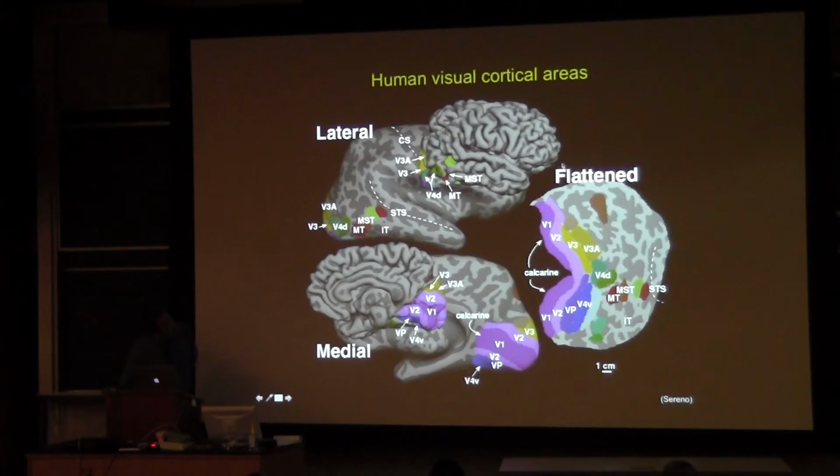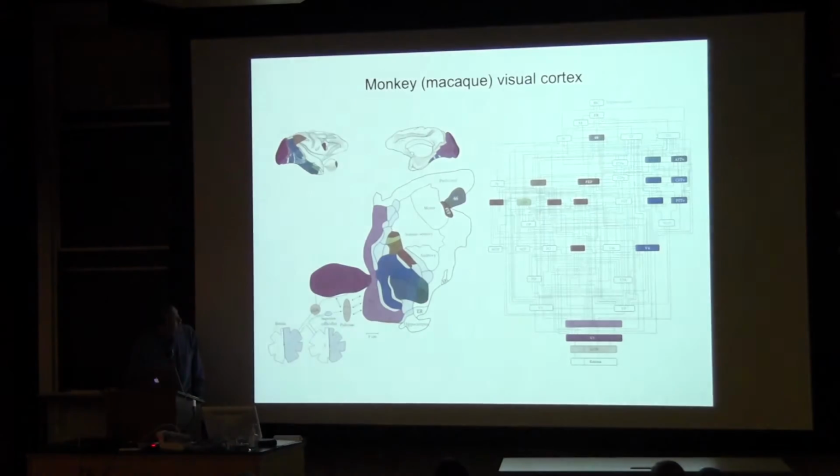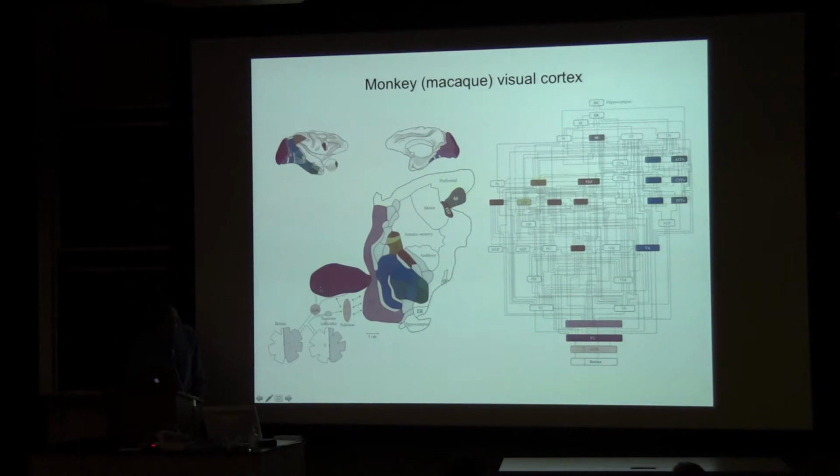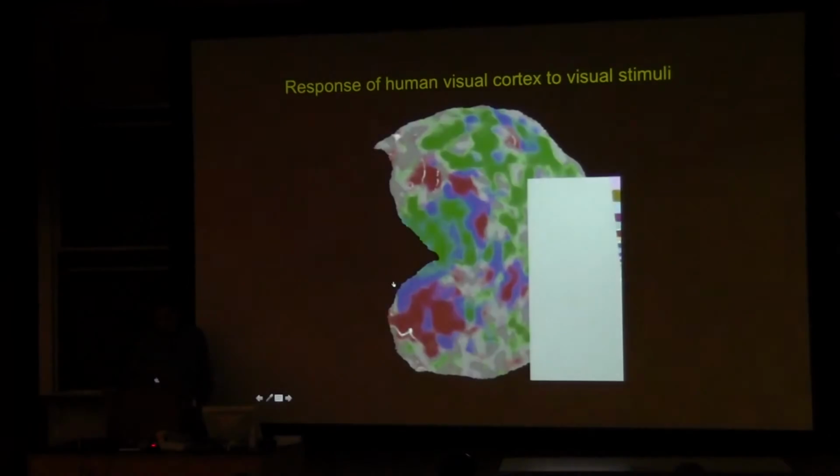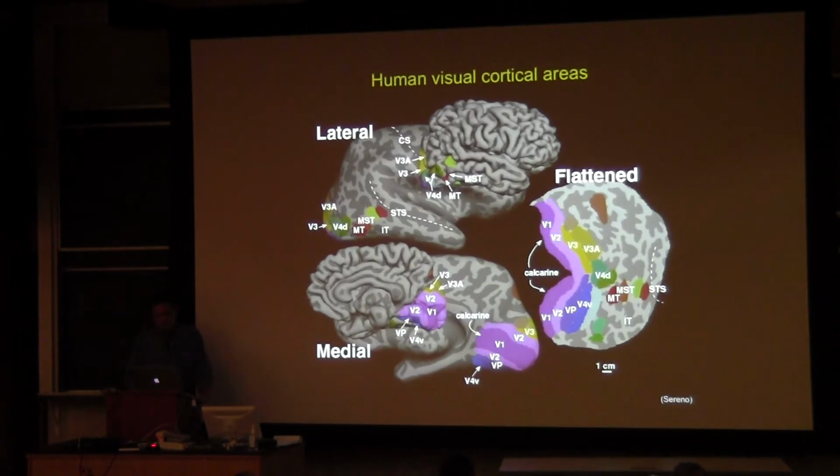So this is basically a living human, right? And this is inflated. You assume this is made of plastic, made of rubber, and you inflate it. So you can see the area in the sulcus. This is like a flattened map, so you can look at this like the monkey, kind of similar. Like this map. So this is V1, this is V2, and so on. There's some resemblance.